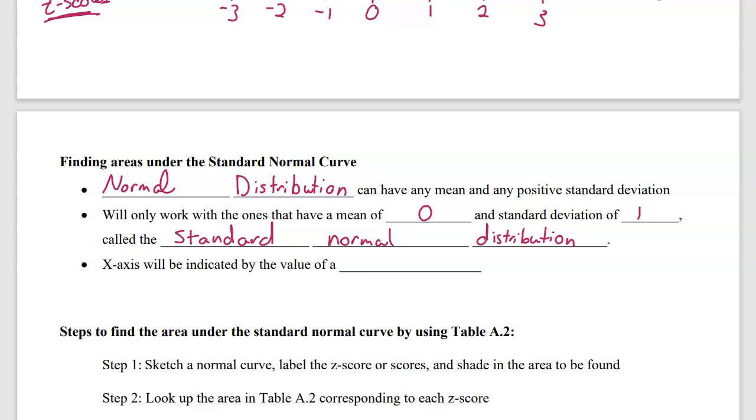And so the x-axis will be indicated by the value of a z-score. And we have already discussed how to calculate z-scores. Z is equal to the value minus the mean divided by the standard deviation. And we'll be using this formula and this calculation in later sections. Today we're going to mainly pay attention to how do we interpret this normal distribution.